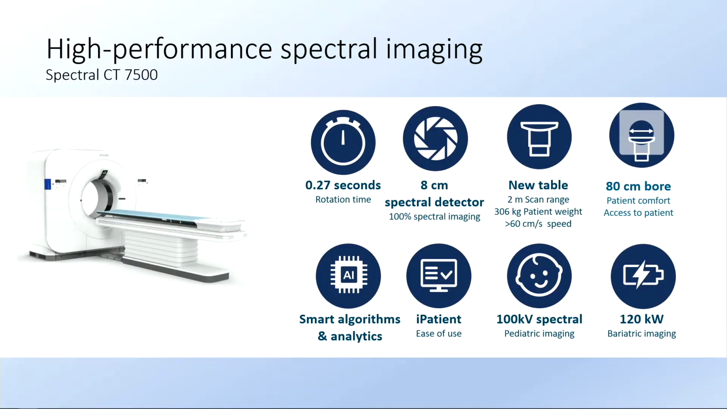So we'll be talking mostly about patients that had CTs on the IQon, but Philips has this new spectral imaging CT, the Spectral CT 7500, that has a wider detector, an 8 centimeter detector, has a faster table that can help, and has some other functions that we'll be talking about for motion correction as well, amongst other things.